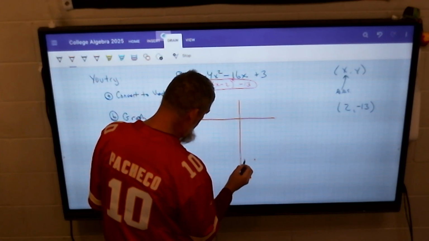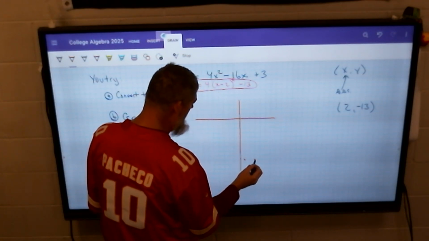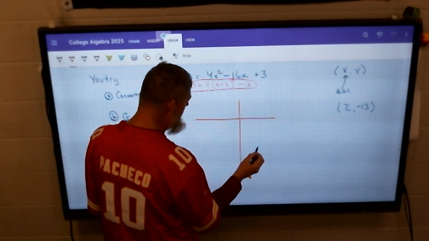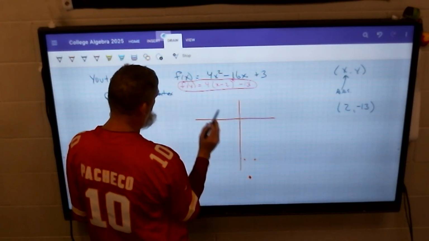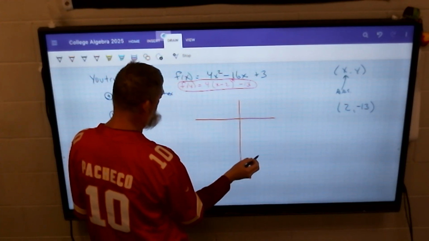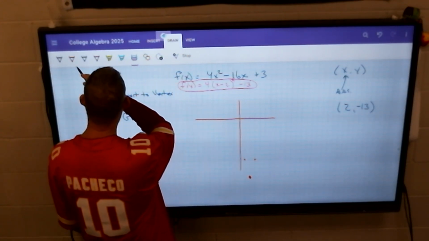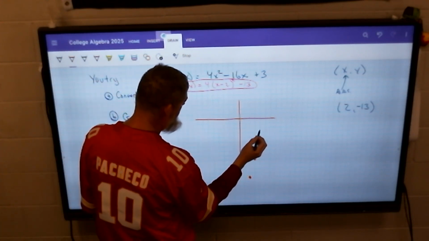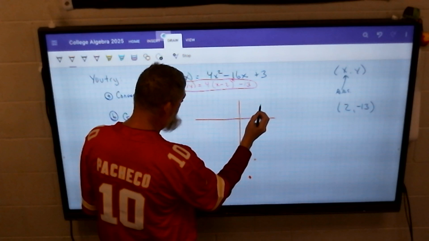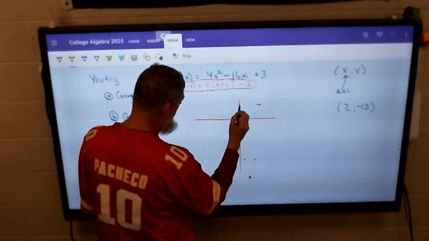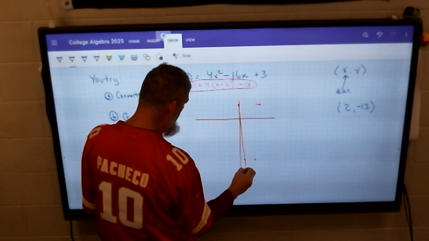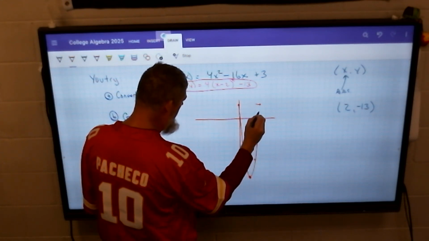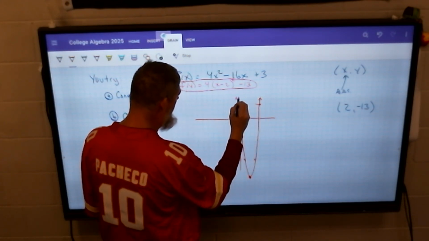And of course reflect it. Now from this point, I should go over 1 and up 3, but what am I gonna do? Over 1 up 12. Over 1 up 1, 2, 3, 4, 5, 6, 7, 8, 9, 10, 12. Oh my goodness. And then right there. Bam. There we go.